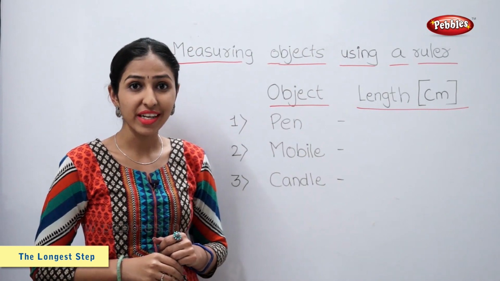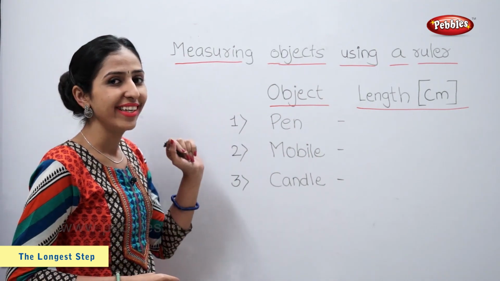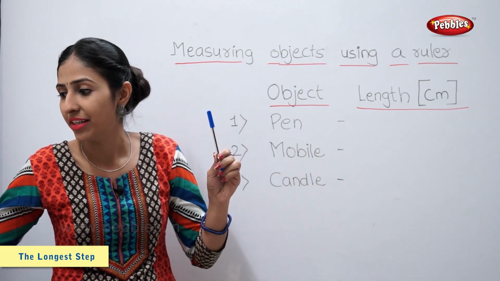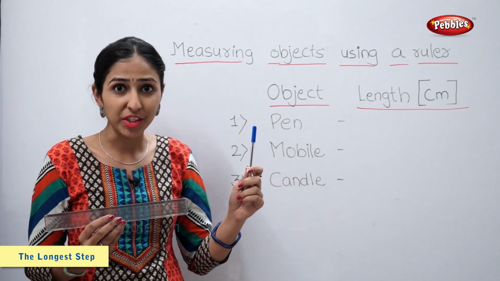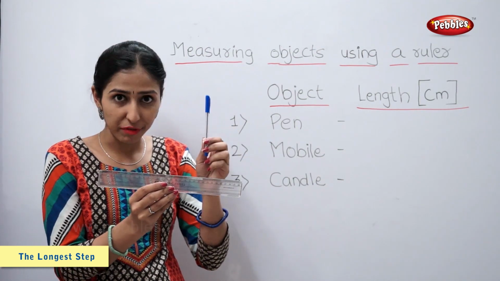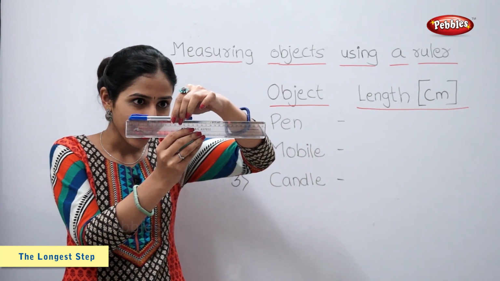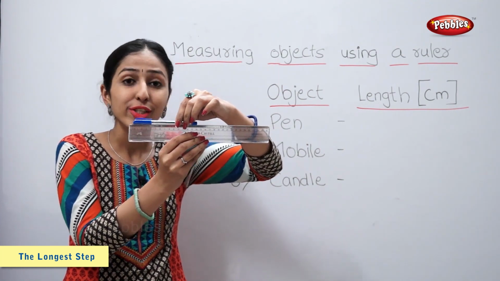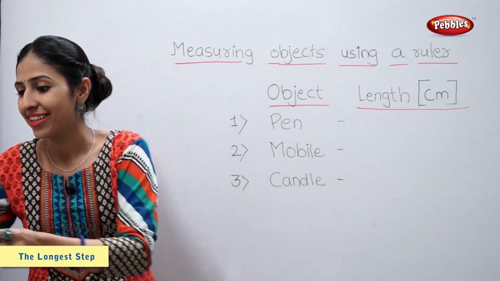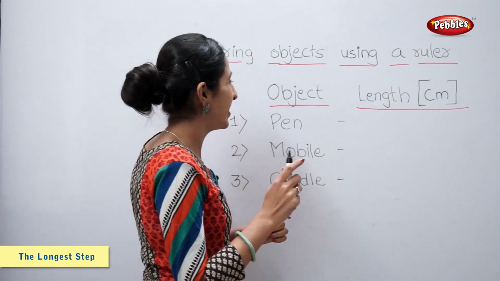Students, now let's measure some objects using a ruler. Pen. This is a pen. Now let's measure this pen using a ruler. Let's keep one end of this pen at the 0 mark and read the other end: 14. So, length of this pen is 14 centimeter. So, let's write 14 centimeter.